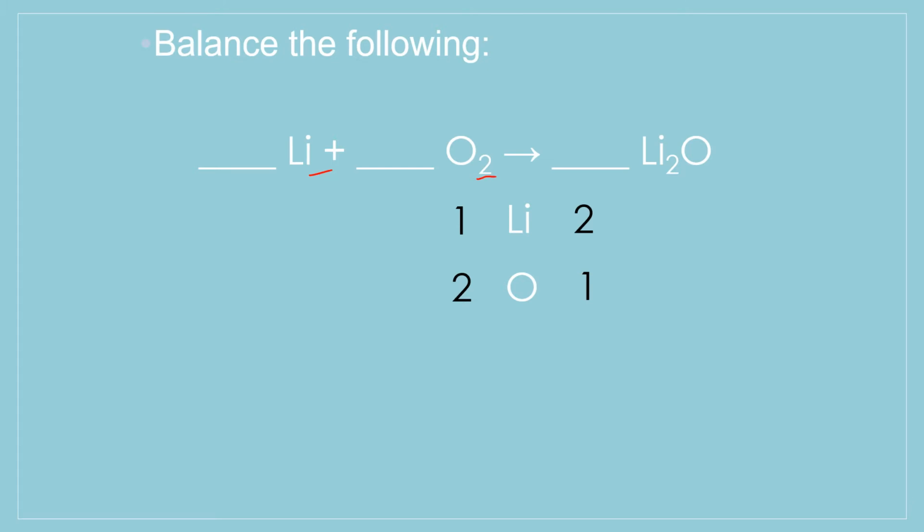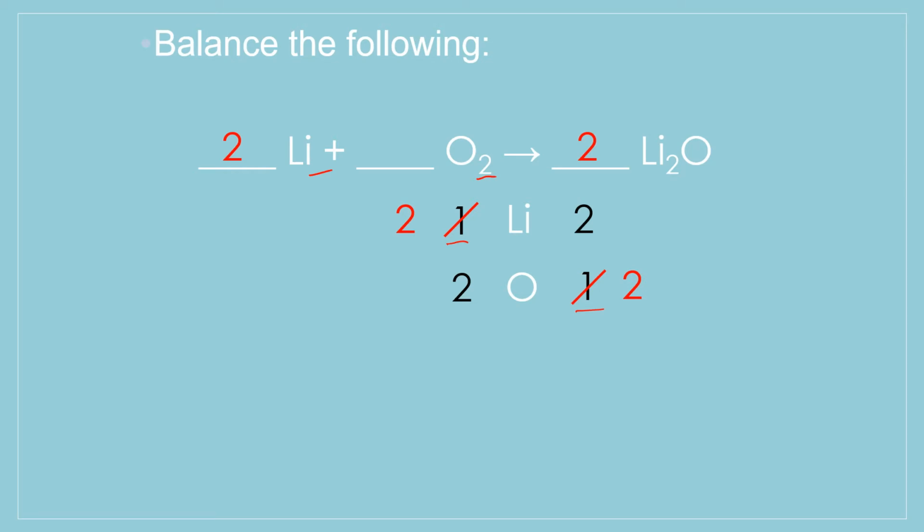So 1 and 2, I go to the smaller side, y'all, and ask the question, what number times 1 gets me 2? So that would be 2. So I put a 2 over there. And when I do, I multiply the subscript by 1 and I get 2. So now lithium is balanced. Now I go over onto oxygen. The smaller side is 1. So I ask that question, what number times 1 gets me the bigger number, which is 2? So the answer here is 2. So I simply multiply the subscript by 2 and I get 2.